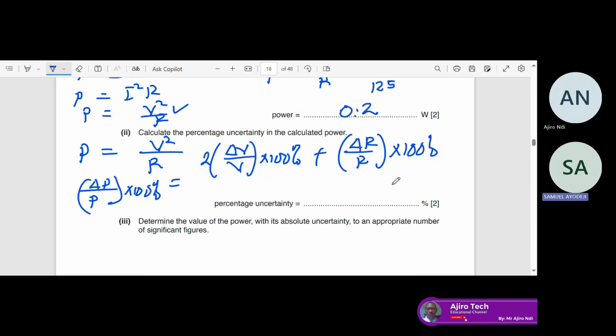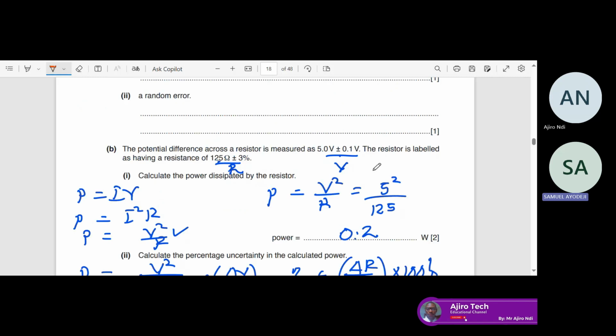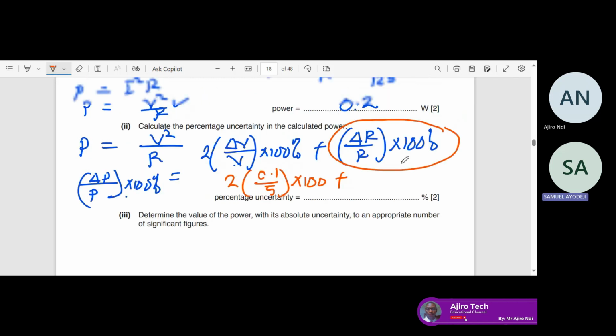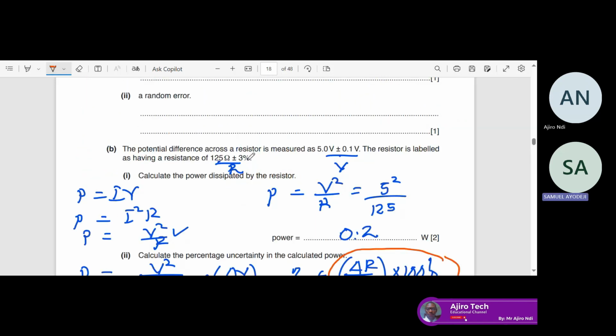Okay, fine. So you are looking for the uncertainty in V, which is not even given. So 0.1 over 5, times 100, plus this one, the OD, is given already. It's not times, it's plus. So this is given as 3. I said times 2 for the power, and this one is 3. So plus 3.